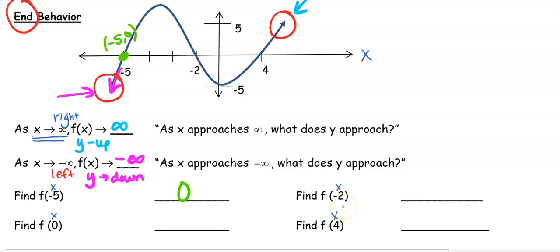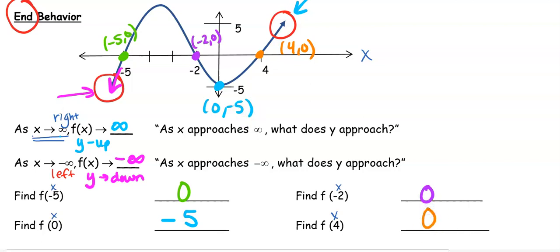F of negative 2. Oh, here's f of negative 2. That also has a y value of 0. F of 0. I think this one got a little off. F of 0. That's down there at negative 5. F of 4. That means my x value is 4. That's at 4, 0. Forgot my point. This is at 0, negative 5.